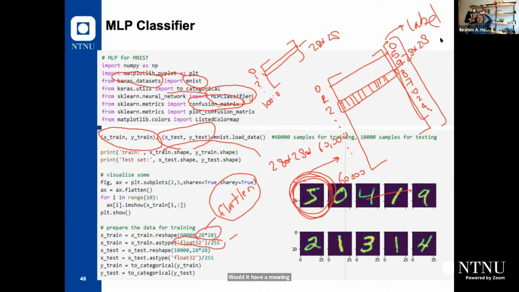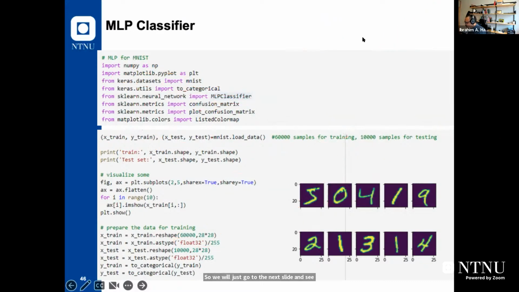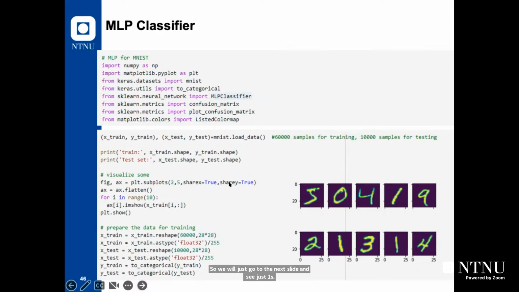In fact, in this case, we will have 10 outputs. So our feed-forward neural network will have 10 outputs. But I don't remember, what is the function of this to_categorical? It will convert into one hot encoding. This function, in fact, converts into one hot encoding, right? So we will go to the next slide and see. Just 1 second. But it's important to do this one-hot encoding. Otherwise, it will be a problem.